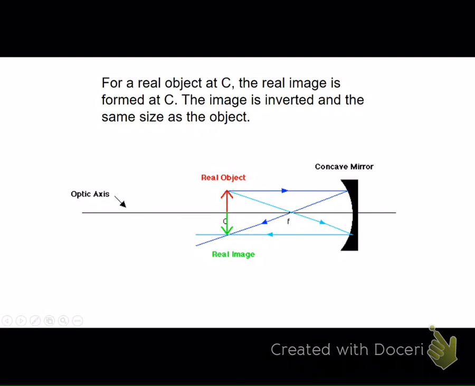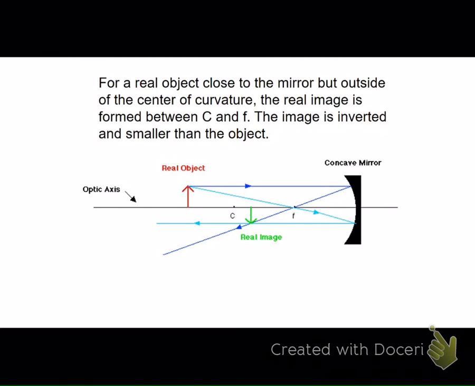If I move that object to be exactly at the center of curvature, I get a real image that's inverted, but it's the same size. So that's a very special location to be at, the center of curvature. If I take it beyond the center of curvature and put an object very far away, then I'm going to get our initial scenario of a real image, inverted and a little smaller.